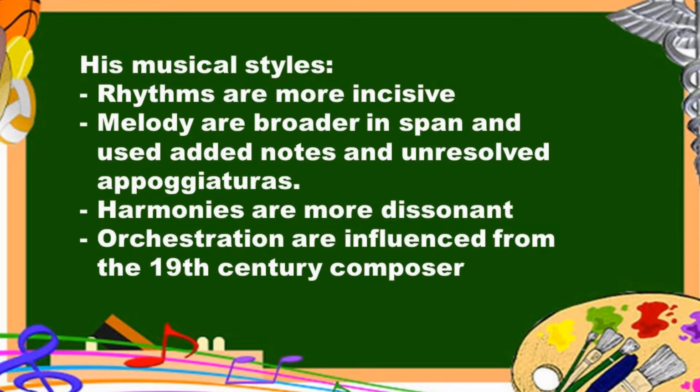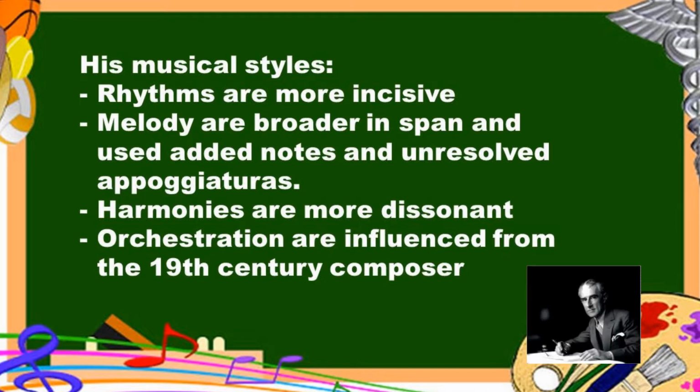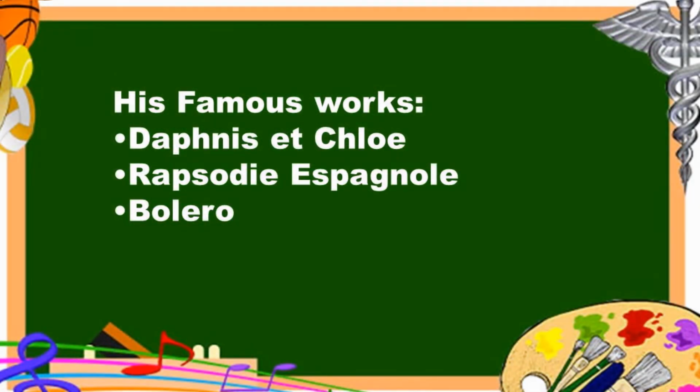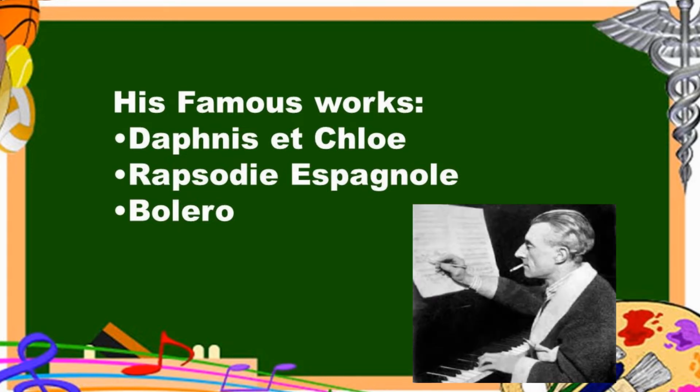His musical style: rhythms are more incisive, melodies are broader in span and use added notes and unresolved appoggiaturas. Harmonies are more dissonant, and orchestration is influenced by the 19th century composers. His famous works are Daphnis et Chloé, Rhapsodie espagnole, and Bolero.